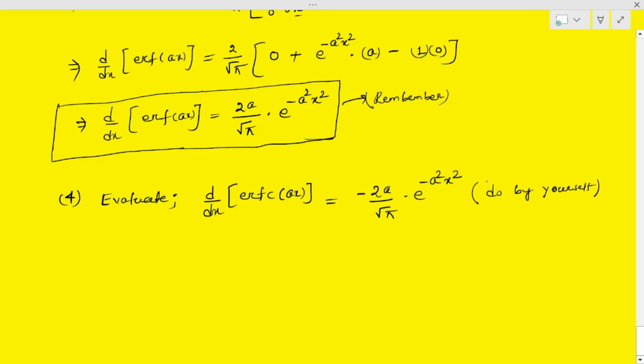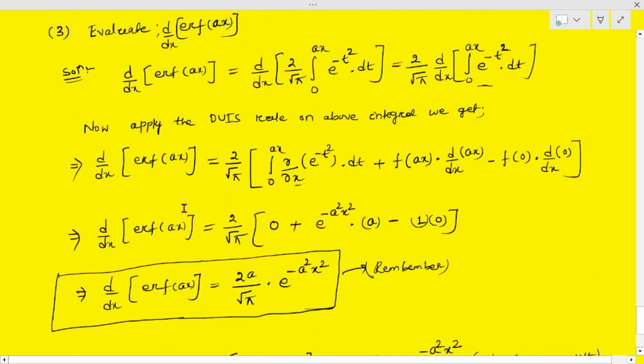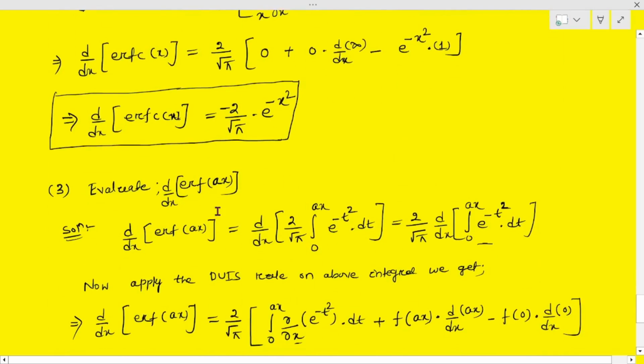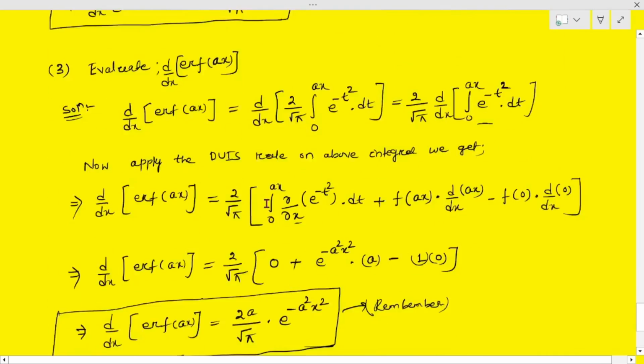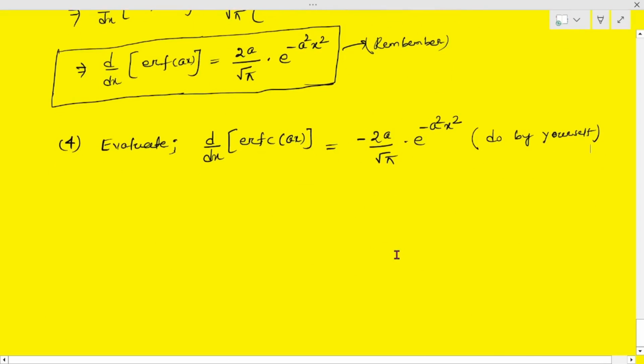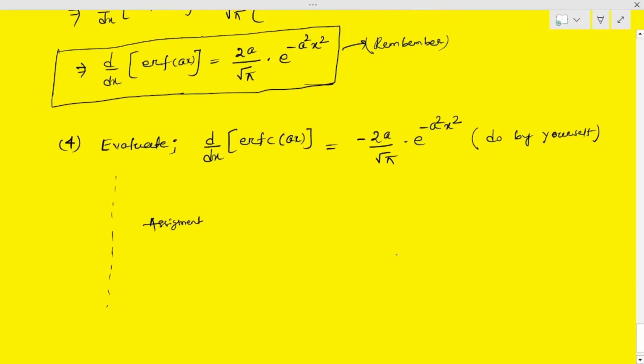This is the assignment for you. Same procedure. I already did the evaluation of the complementary error function in question number 2, and here I did the differentiation of the error function of ax. In a similar way you can do the complementary error function of ax, same procedure. So you just do it by yourself. This is your assignment.